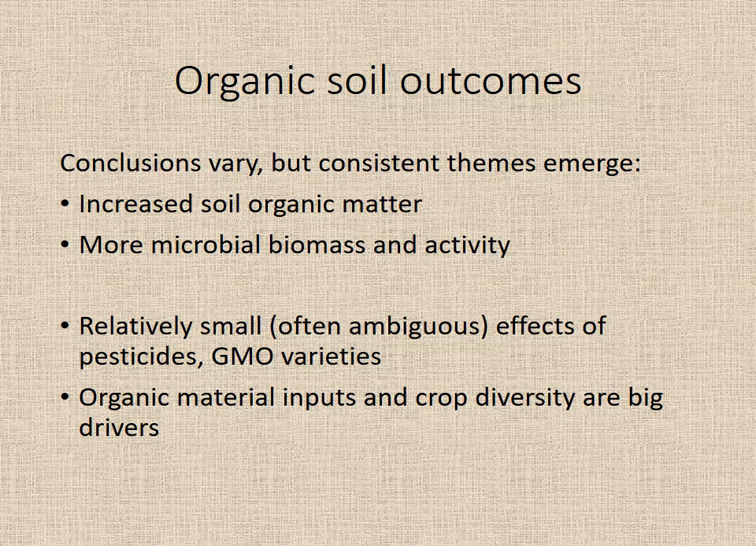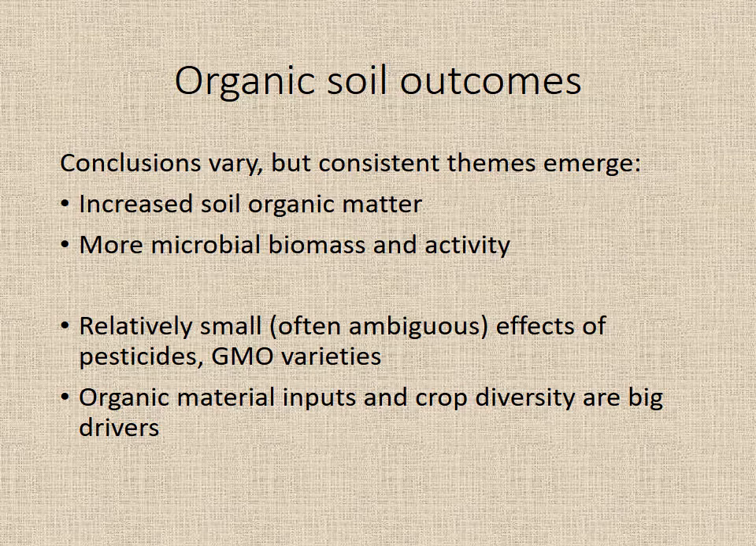Because there's been a lot of concern about the effects of pesticides and genetically modified varieties in agriculture, there have also been some studies looking at how these practices affect soils, particularly the microbial communities. Some studies have found that certain pesticides and transgenic crop traits, particularly insect-resistant Bt corn, can affect the abundance or activity of particular groups of soil microbes. But in general, these effects tend to be relatively small, and their real-world significance isn't always clear.